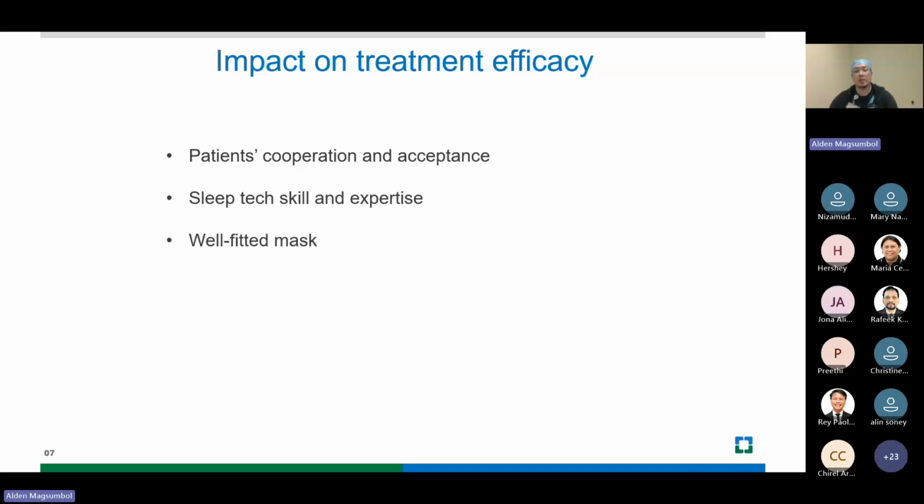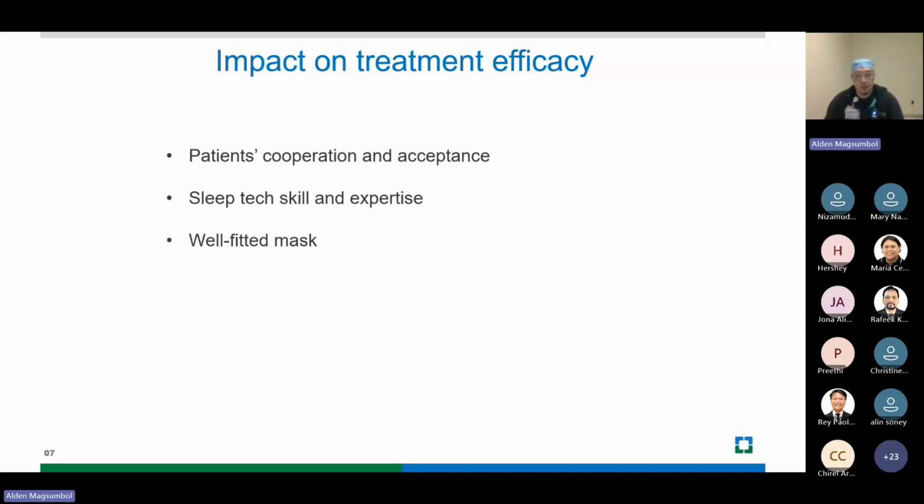Studies have shown that when the correct mask type is used, patients experience better sleep efficiency and fewer breathing disturbances, thus leading to more effective treatment outcomes. The success of CPAP therapy depends on patients' cooperation and staff expertise. Of course, a well-fitted mask ensures that the pressure is consistently delivered without leaks, which is crucial to prevent apneic events.